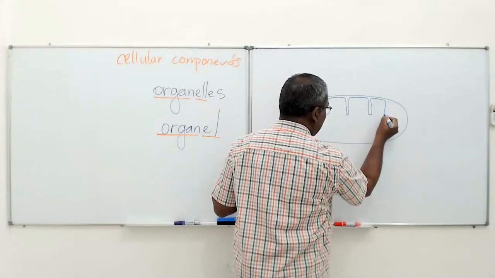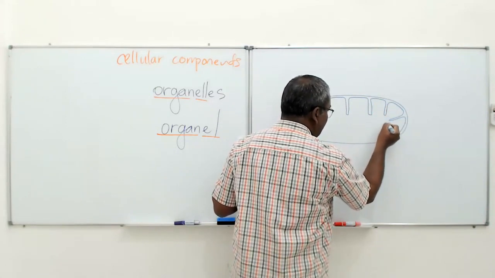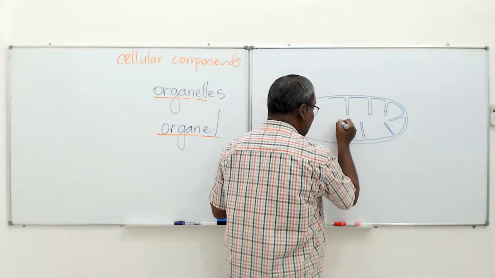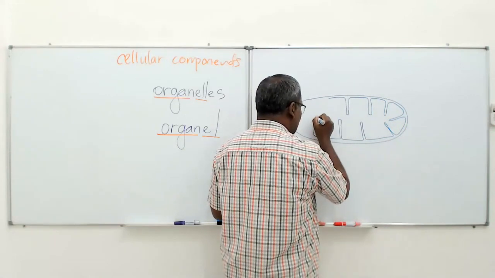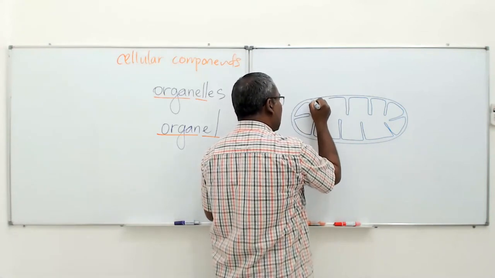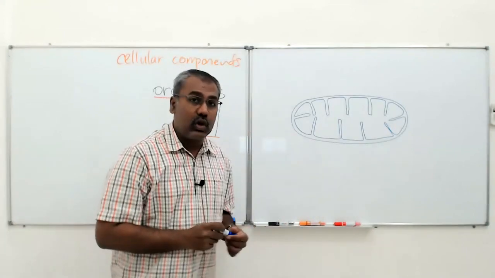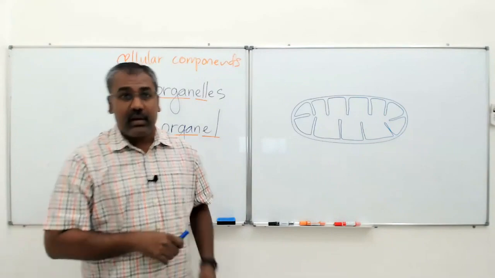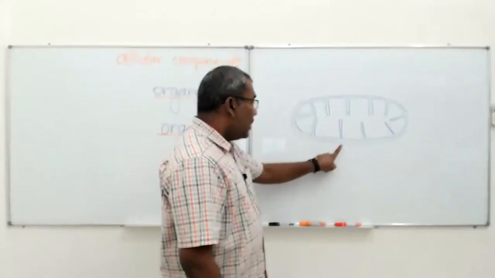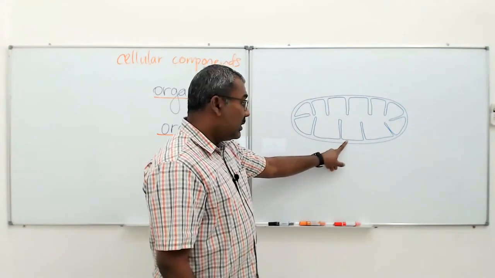Something like this, berlipat. Ada unjuran macam ni. So ianya berlipat-lipat. This is the second membrane, iaitu inner membrane, membran dalam. So membran dalam dia adalah berlipat-lipat macam ni. So this is how we draw mitochondria. Kalau soalan minta kamu lukis, cara kita lukis dia. So ada dua membran, membran luar, membran dalam, outer membrane, inner membrane.